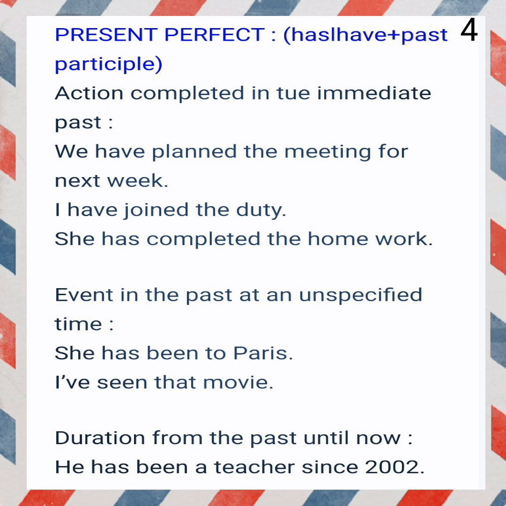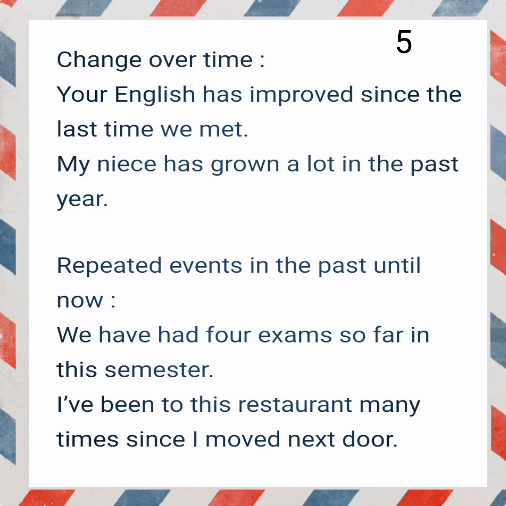Then for actions with a duration from the past until now, we use present perfect. See, he has been a teacher since 2002. Since 2002 he has been a teacher, and still now he is the teacher. Like that, in this type we are using present perfect.